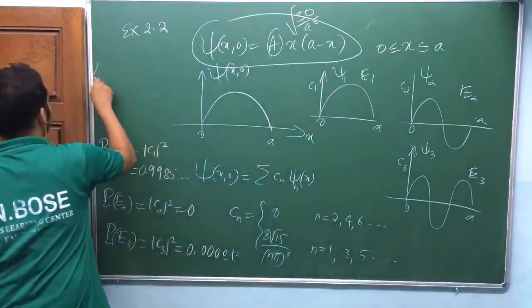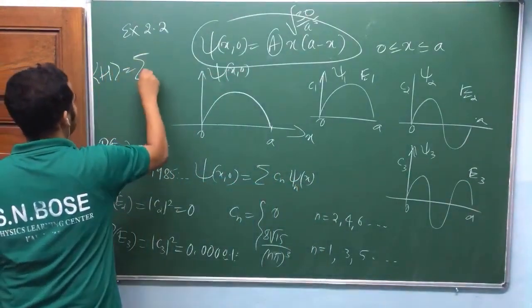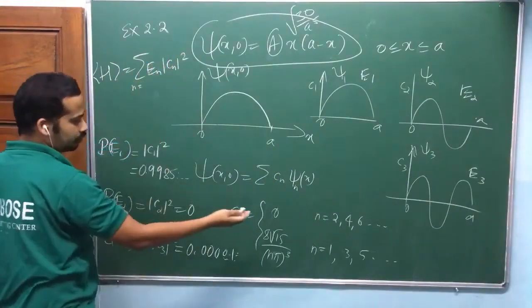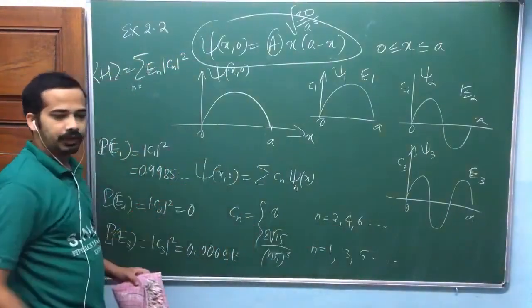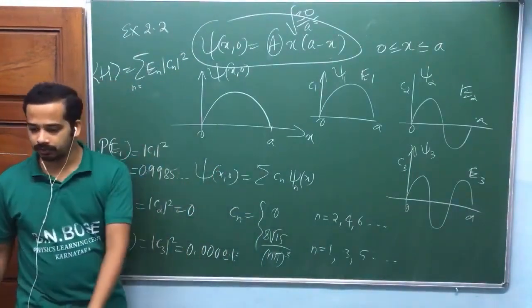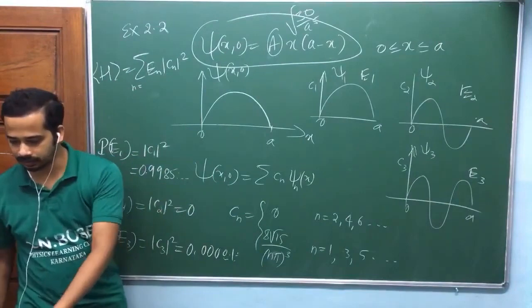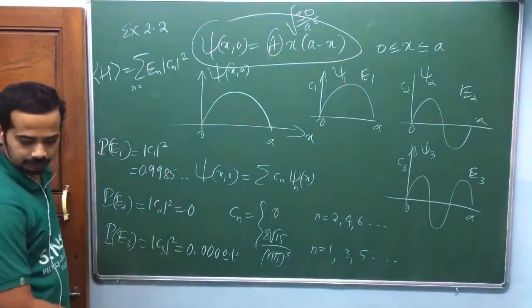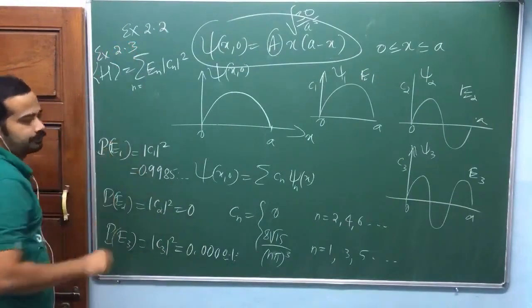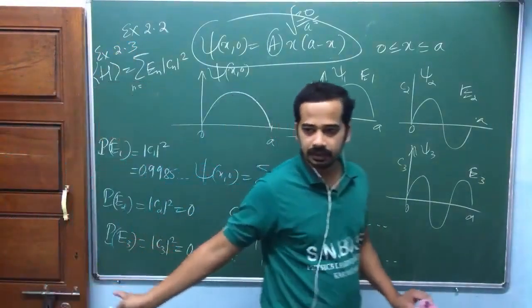How do you find average energy? Summation over En into mod Cn square. n will be equal to 1, 3, 5. It will become an infinite series now. You are in the problem. You can't do this one in the exam hall because you need to remember some infinite series answer. Am I right? He gave that one. Example number 2.3. You need some infinite series answer.